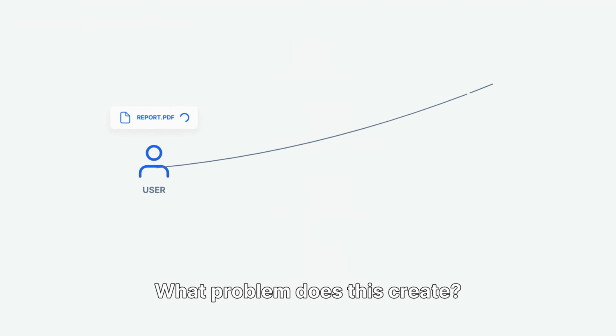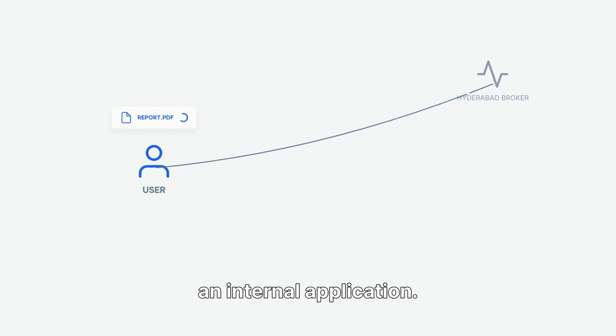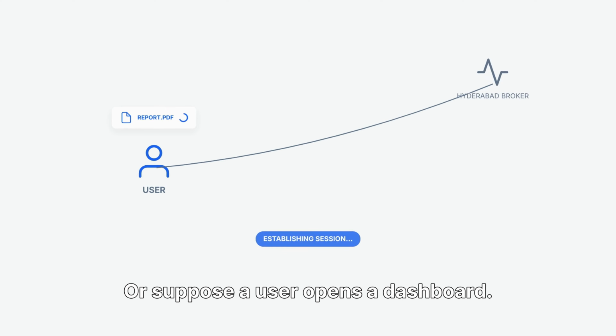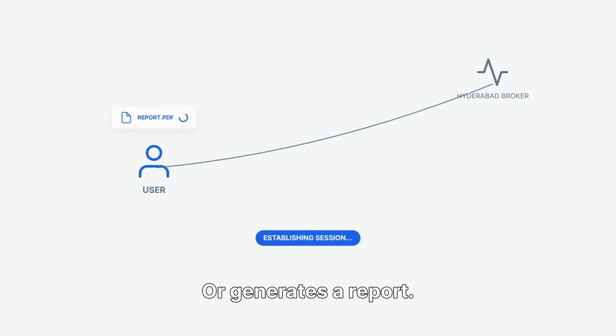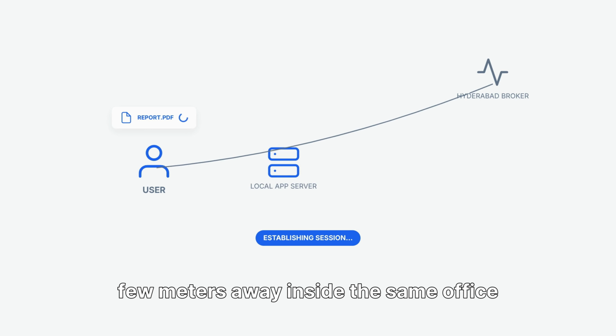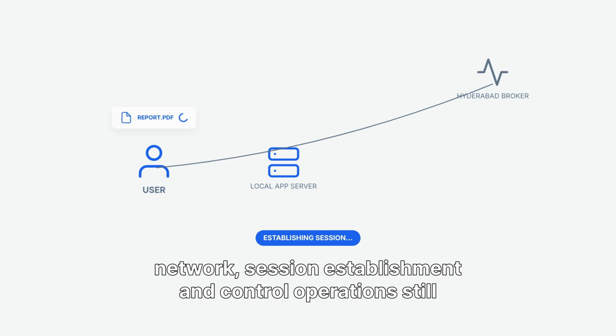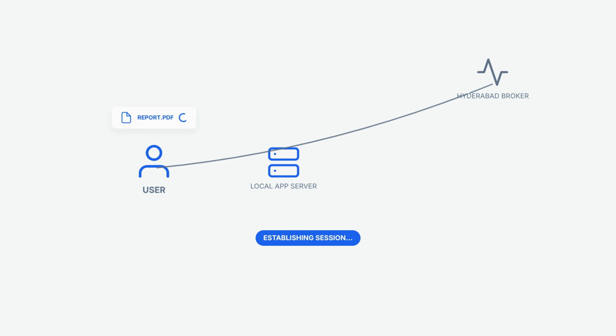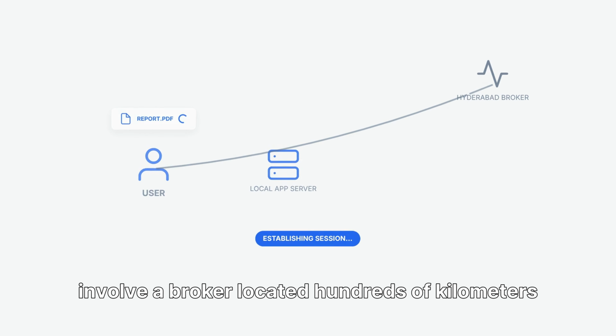What problem does this create? Suppose a user uploads a file to an internal application, or opens a dashboard, or generates a report. Although the application server is just a few meters away inside the same office network, session establishment and control operations still involve a broker located hundreds of kilometers away.